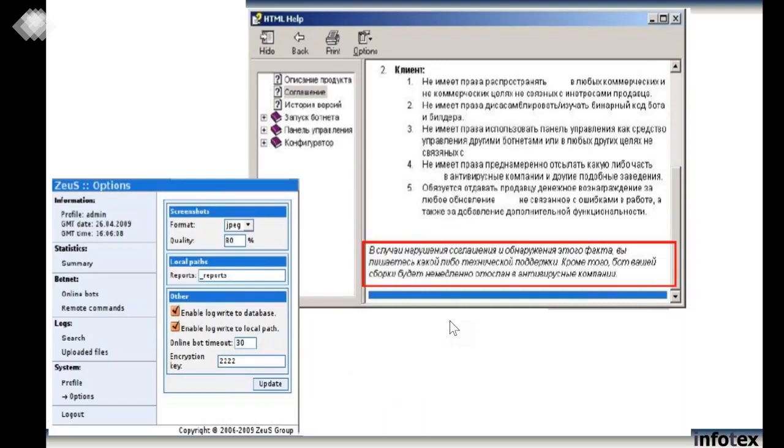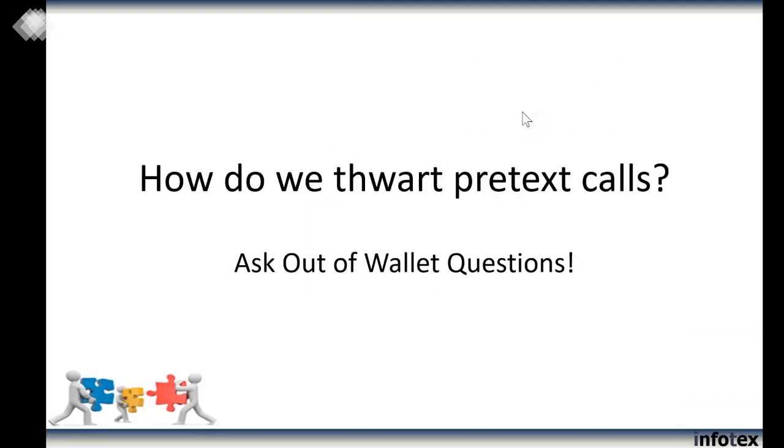And if we zoom in on this, I just want to point out what's kind of interesting about Zeus is that the actual application is in English, but if you need help, you're going to have to learn how to speak and read Russian, because this particular application was published by the Russian Business Network, a crime organization that is very good at what they do, and they are helping people target American banks and credit unions. And so how do we thwart pretext calls? Well, that's the reason you're watching this movie, is because we need to ask what the federal government calls out-of-wallet questions.